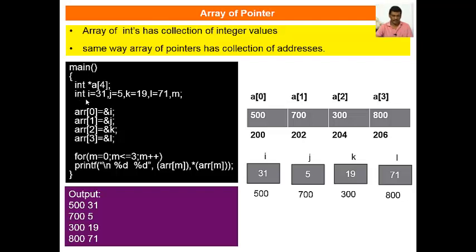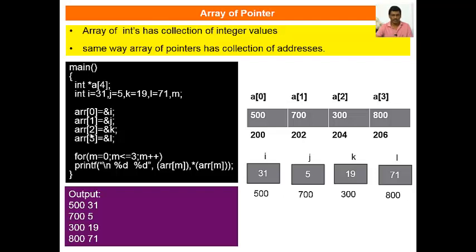Then we declare and initialize i equal to 31, j equal to 5, k equal to 19, l equal to 71. This is the memory mapping for i, j, k, l. i is 31, and it also has some address. Each and every variable has some address: 500, 700, 300, 800. These are the addresses.